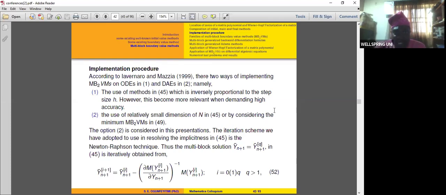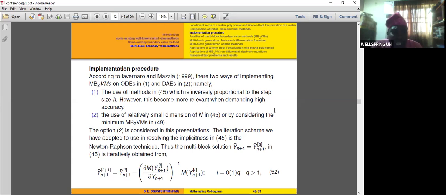According to Iavernaro and Mazzia, 1999, we have two ways of implementing the multi-block boundary value method on ODE and DAE. The first one is the use of the method in 45, with dimension inversely proportional to the step size. When I was talking about shifting, one of the advantages of the multi-block boundary value method is that you can shift your method to the exact point of the step size, whereby the iteration will only run once.